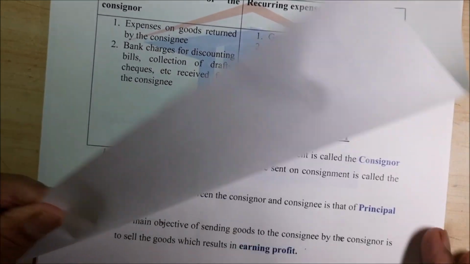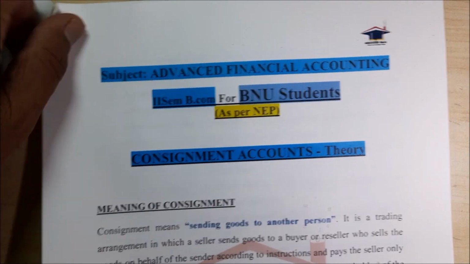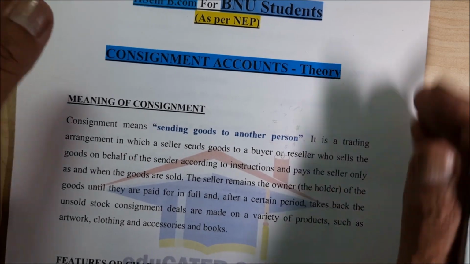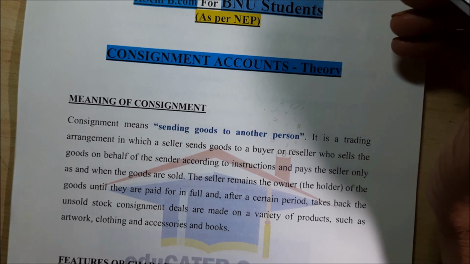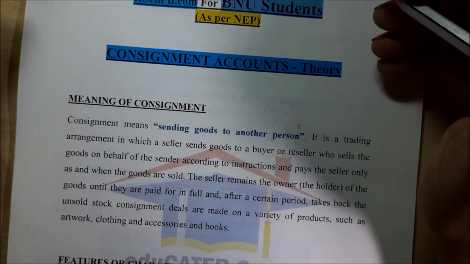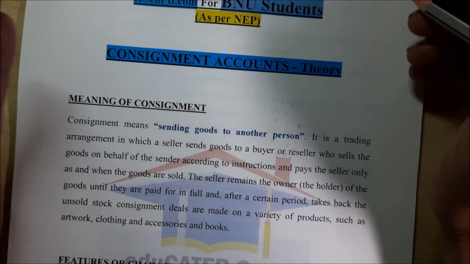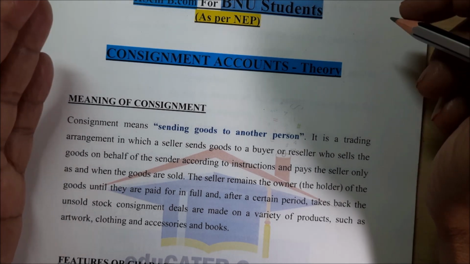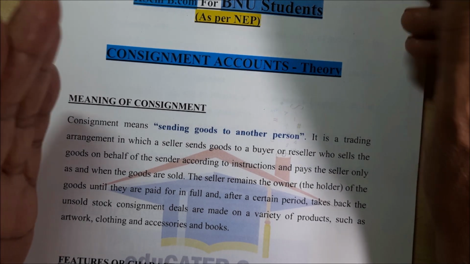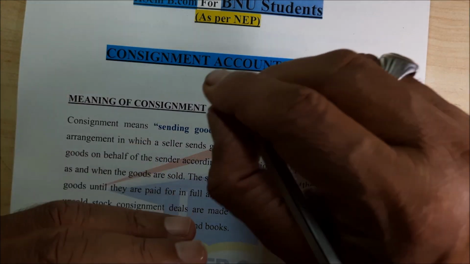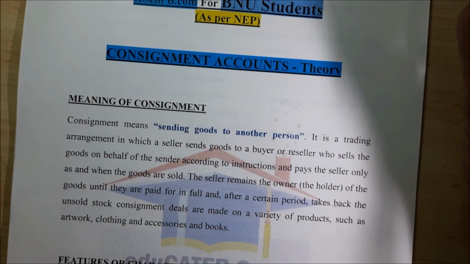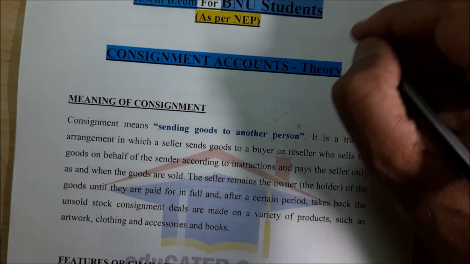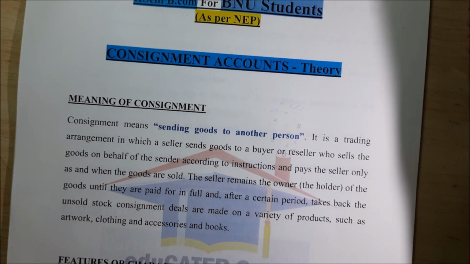Right? So these are the differences, or the different terminologies, that we have under consignment. Students, try to understand this consignment theory part properly, right? We are going to work out problems, from simple problems to complicated ones from the examination point of view, from the next video onwards, right?